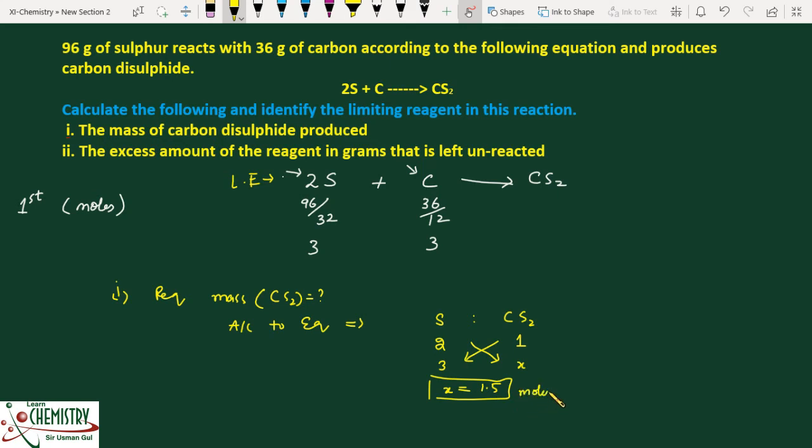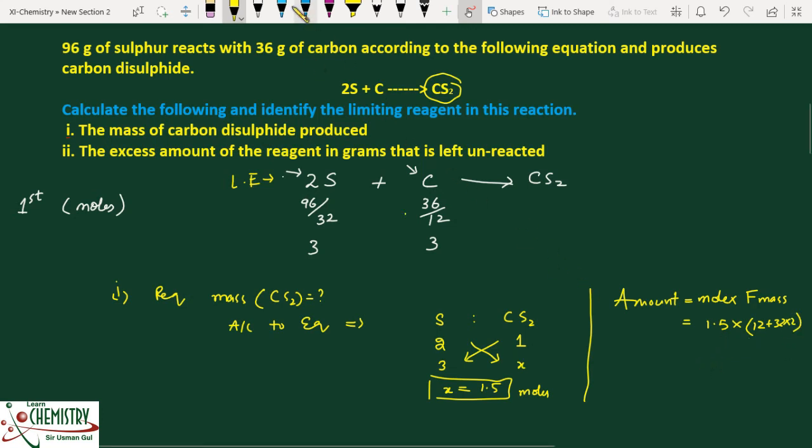Now these are the moles of carbon disulfide. Remember that we need the mass, so to calculate the mass, we will multiply moles with the formula mass of carbon disulfide. So moles are 1.5, and the formula mass I am going to calculate for carbon disulfide, that is 12 plus 32 multiplied by 2. When I do the calculation, I get 171 gram of carbon disulfide.